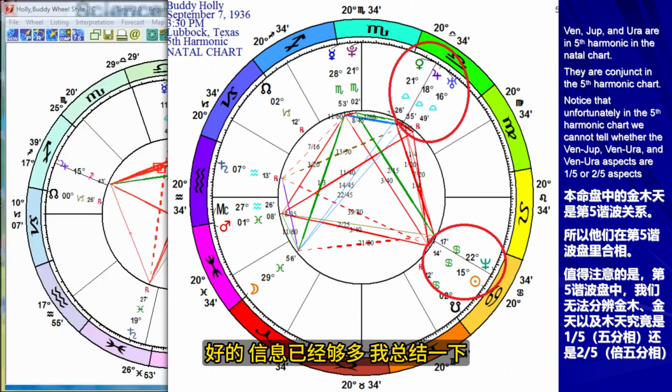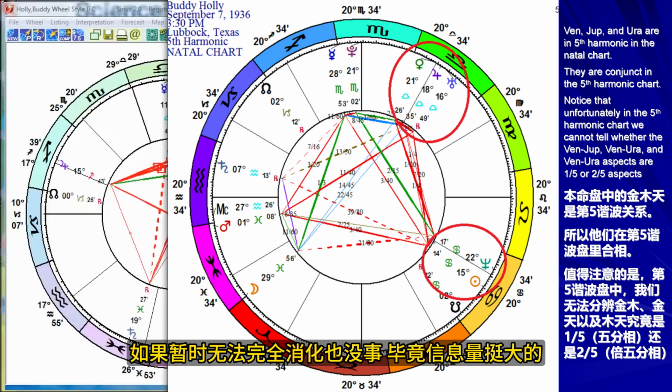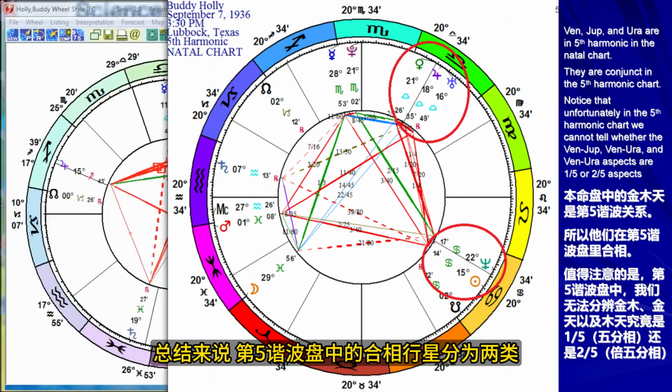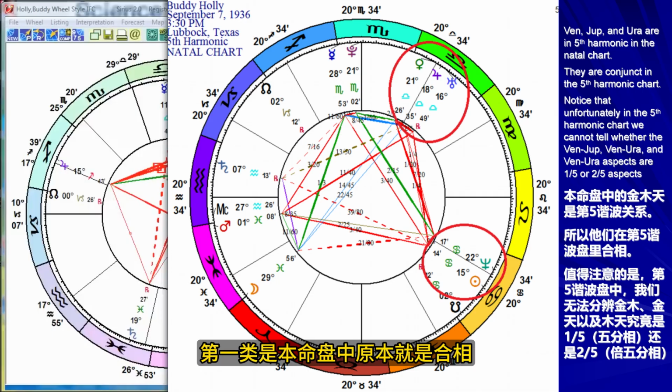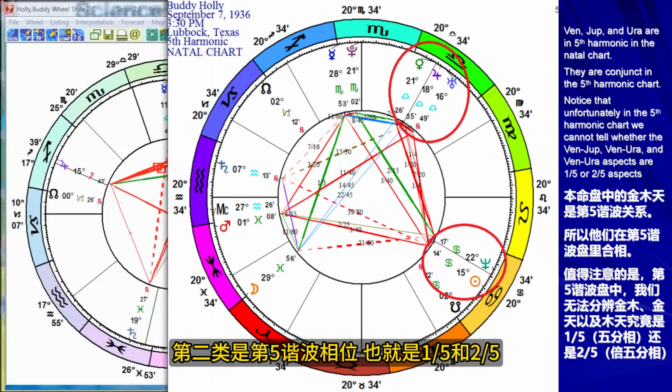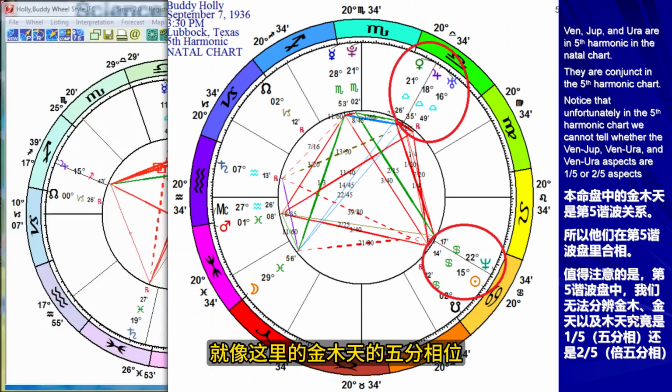Okay, so let me conclude this because it's a lot of information. You've learned a huge amount in just a half hour. So if you're having trouble absorbing all this, don't feel bad. This is a lot of information. So let me review. What I'm saying is that planets conjunct in the fifth harmonic chart are either conjunct, as is the case with Sun Neptune, or their fifth harmonic aspects, which means 1/5 and 2/5. In the case of Venus, Jupiter, Uranus, they all happen to be fifths.